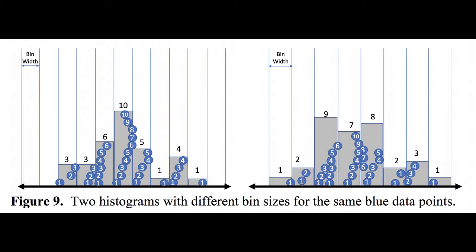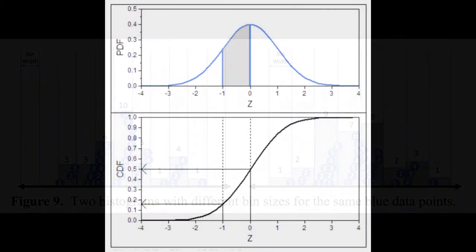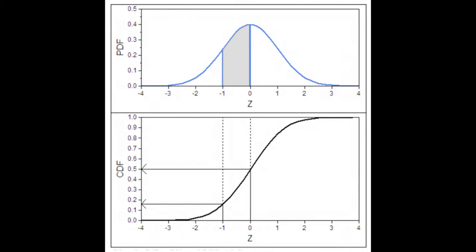And so for this reason, we don't want to use histograms to represent data. We want to use an empirical distribution function. An empirical distribution is to a cumulative distribution function as a histogram is to the probability density function.